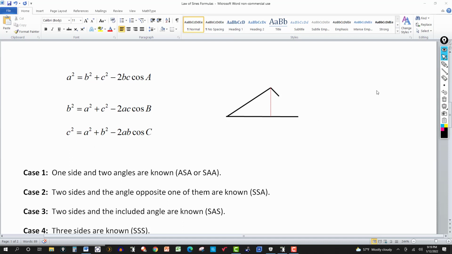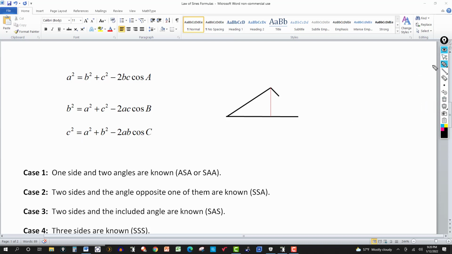But I do want you to notice the third one here: C squared is equal to A squared plus B squared minus twice AB cosine C. If you're using this on a right triangle, where this angle is 90 degrees, the cosine of 90 degrees is 0, so this term cancels. So you have your Pythagorean theorem: C squared is equal to A squared plus B squared. That's why you don't use this if you have a right triangle.